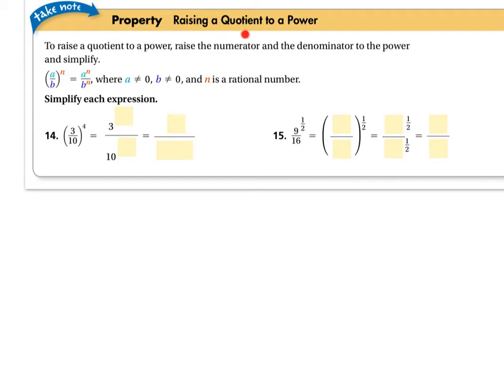Moving on to raising a quotient to a power. To raise a quotient to a power, raise both the numerator and the denominator to the power, then simplify. So looking at 14, we're going to raise both the numerator to the fourth power and the denominator to the fourth power, and then we'll simplify. Same as when you have a fraction as an exponent. The 9 will be raised to the 1/2, and the 16 will be raised to the 1/2. And again, we'll simplify.